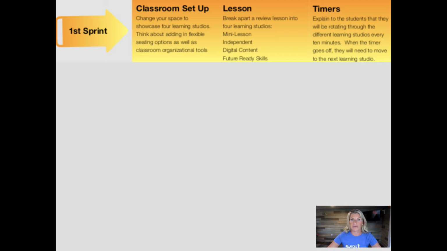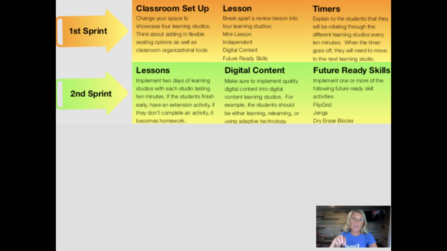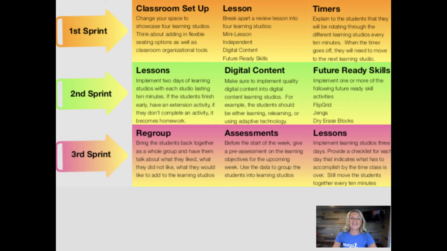So first sprint, we're going to talk about your classroom setup, changing your lesson, and how to use your timer. In the second sprint, we're going to talk about what happens when students finish early, what happens when they don't get it done. And then we're going to talk about how to use digital content, and of course, the evolution of future ready skills. In the third sprint, we're going to talk about getting voice from the students, allowing them to talk about what they like or what they don't like, using your assessments, and then finally starting to think about how you can put together a checklist for those different activities for the students.